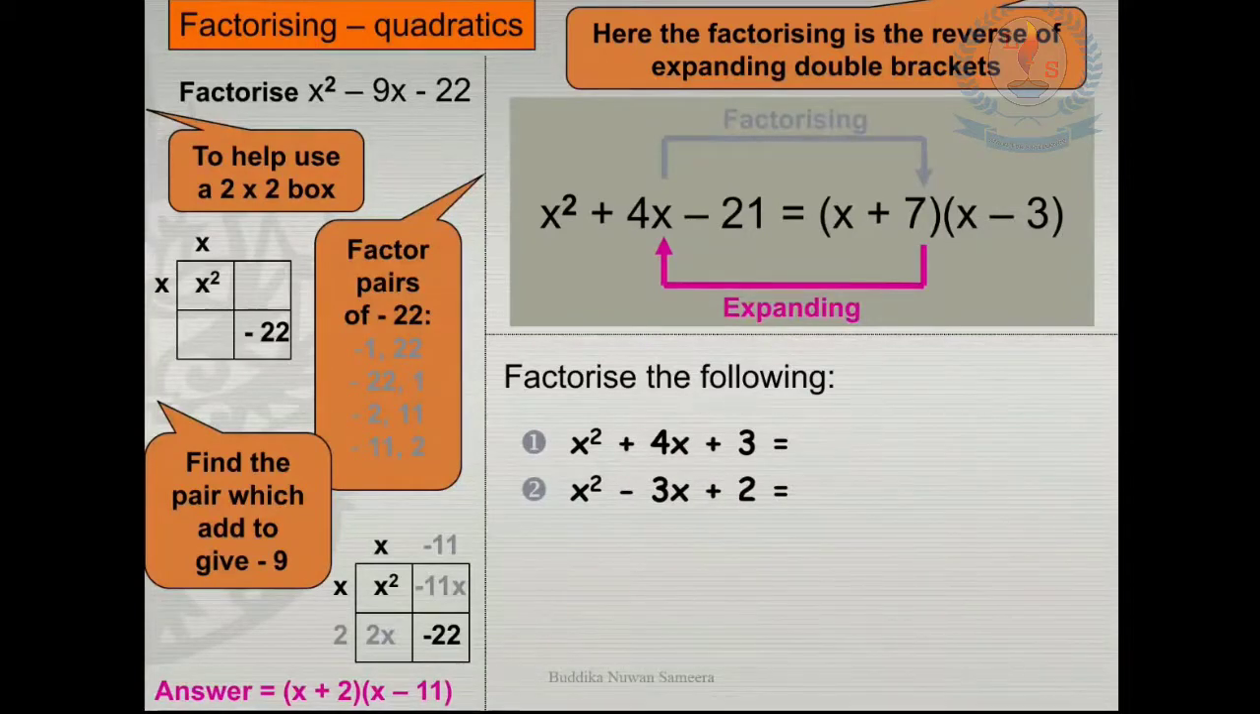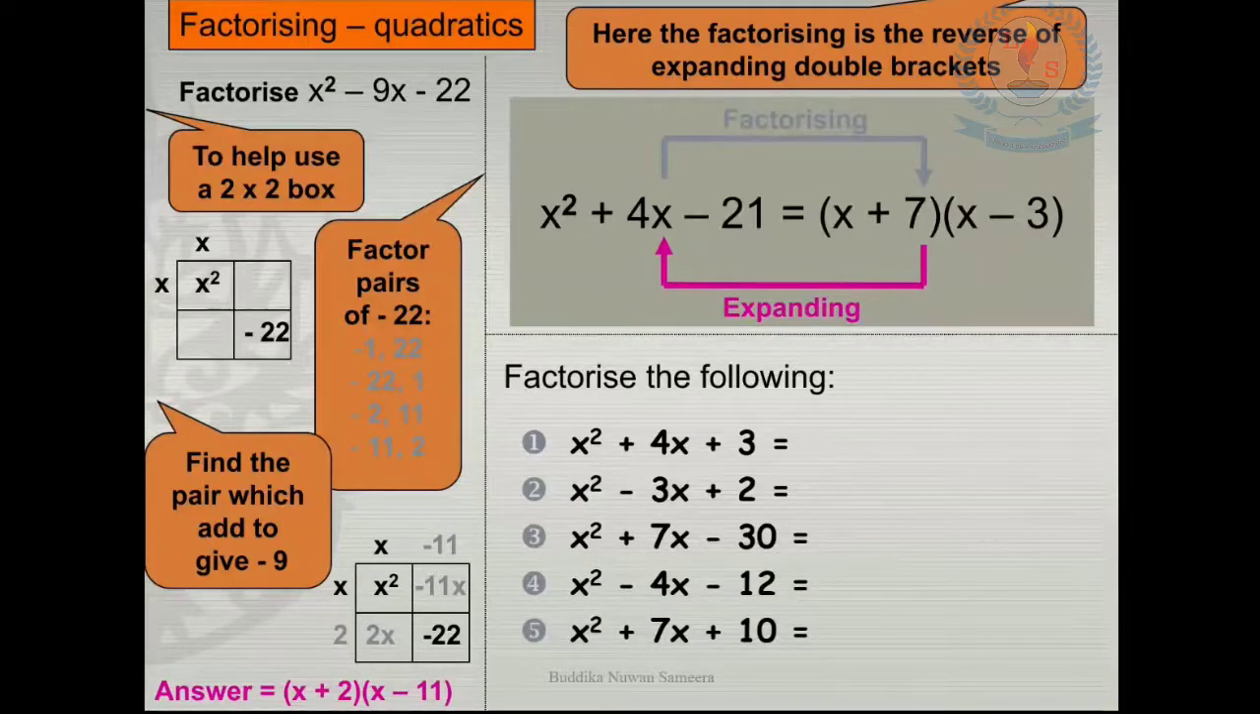Let's factorize these quadratic expressions. Okay, the first one, x square plus 4x plus 3. The constant term is plus 3. From plus 3 you have to make plus 4. How to make it? Plus 3 times plus 1 is plus 3, and when you add plus 3 and plus 1, you get plus 4. So the two factors are plus 3 and plus 1. You can put them in the two brackets: x plus 3 and x plus 1.